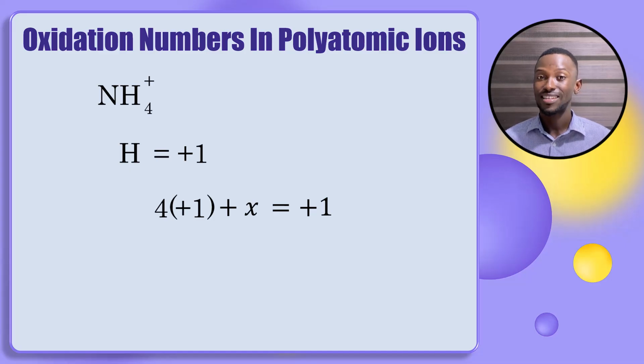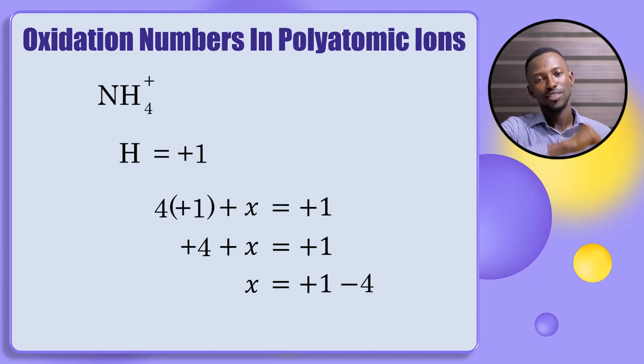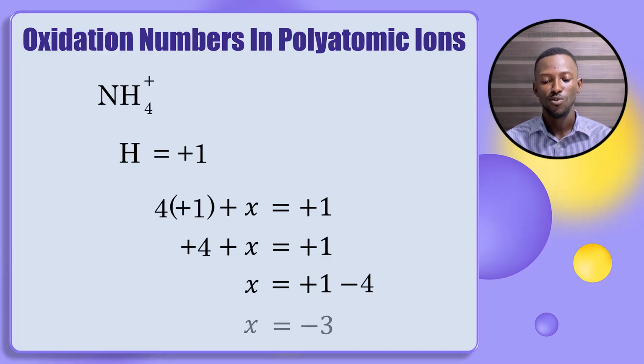Now let's move on to the next step. 4 times +1 gives us +4 plus X equal +1. You see how I kept repeating the positives? Yes, because your final answer should either be positive or negative, and you should show the sign. So X is equal to +1 minus 4. Minus 4 because the +4 has been moved to the other side of the equal to sign. +1 minus 4 gives us -3. So the oxidation state of nitrogen in NH4 plus is -3.